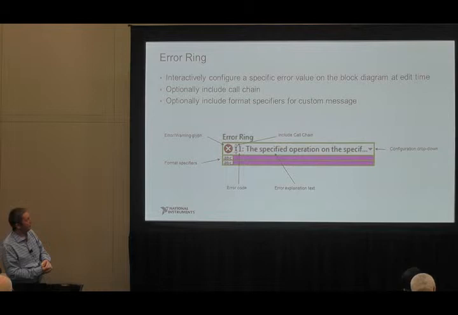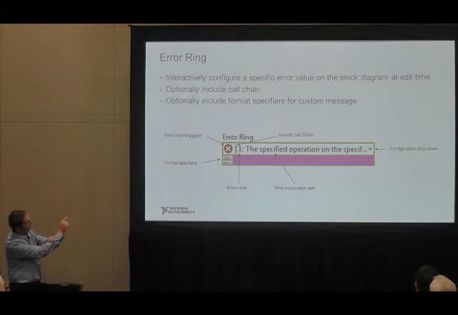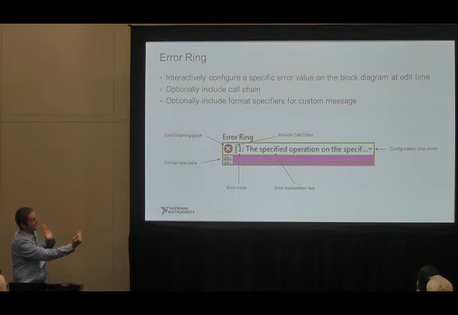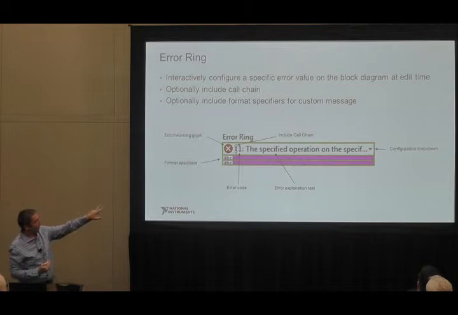There are things like you can look at it, and from just looking at this on the block diagram, you can see whether it's an error or a warning. That's what the red X is. You can see if it includes the call chain, that's the little chain symbol. And you can see the beginning text of the error message that is going to be generated by this node. There's also some really cool things for adding format specifiers, which I'll talk about in a second.